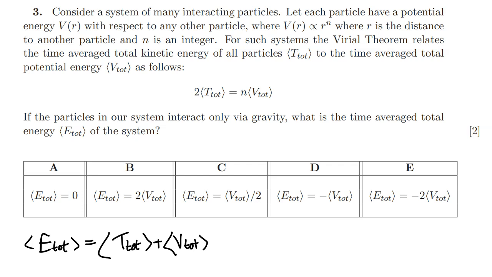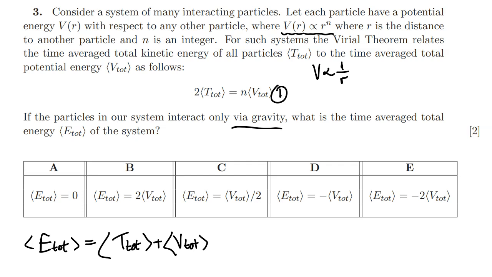If you look at the potential answers, we need to have E tot in terms of V tot. And basically that means we need some sort of relationship between V tot and T tot. So we can use this equation 1 here that we're given. Now what's n? Well, we're told what n is here. It's how the potential energy relates to the distance between the two particles. And for gravity, you should know that this relationship is V is proportional to 1 over r.